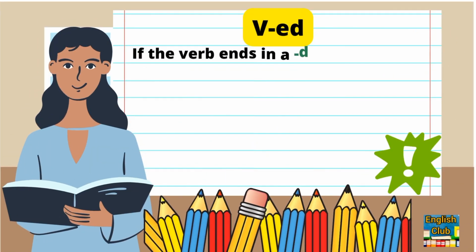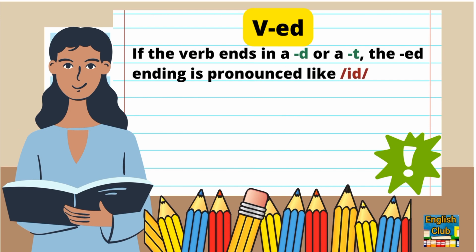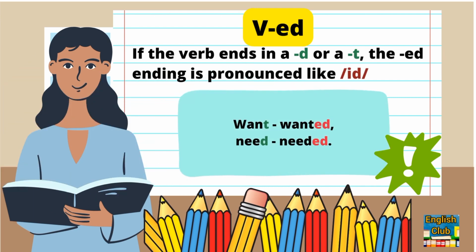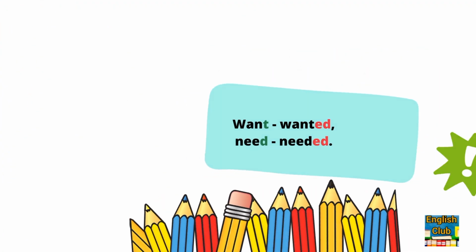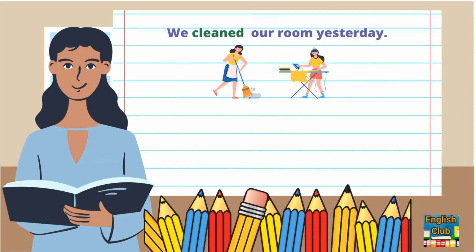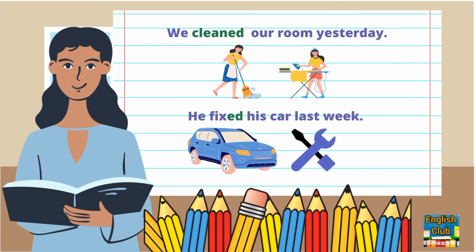If the verb ends in a d or a t, the ed ending is pronounced like id. Want, wanted. Need, needed. For example, we cleaned our room yesterday. He fixed his car last week.